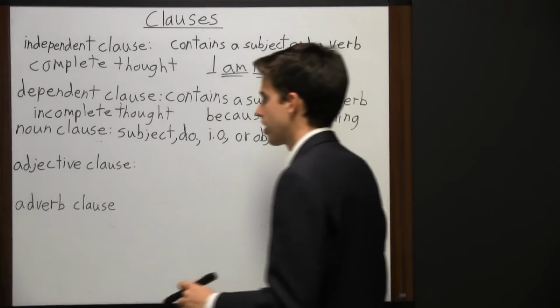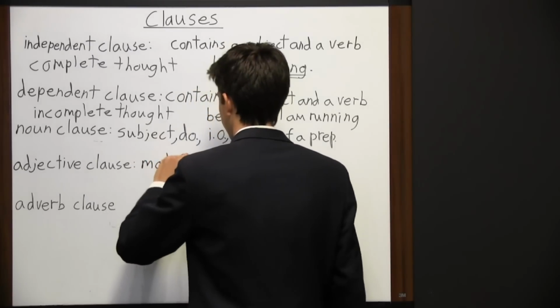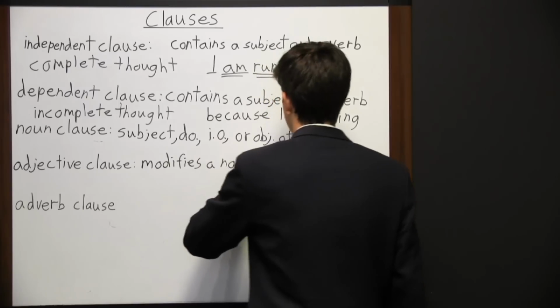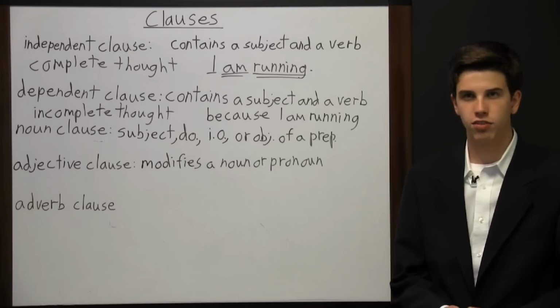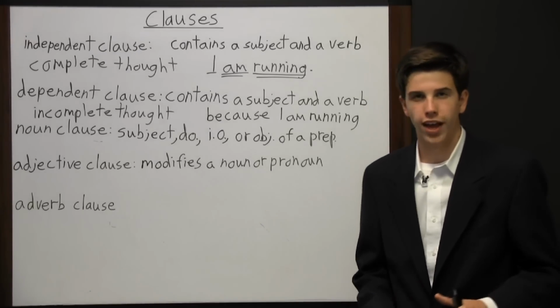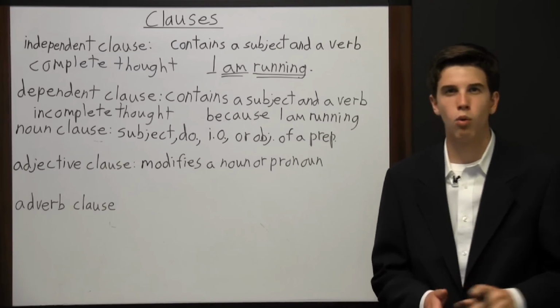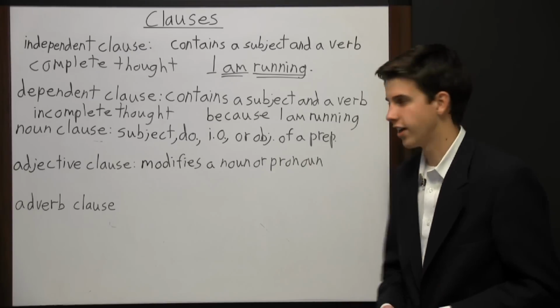Now, an adjective clause modifies a noun or pronoun. So an adjective clause begins with a word like who, whom, which, that, whose, when, where, why. And it's going to follow the word it modifies.